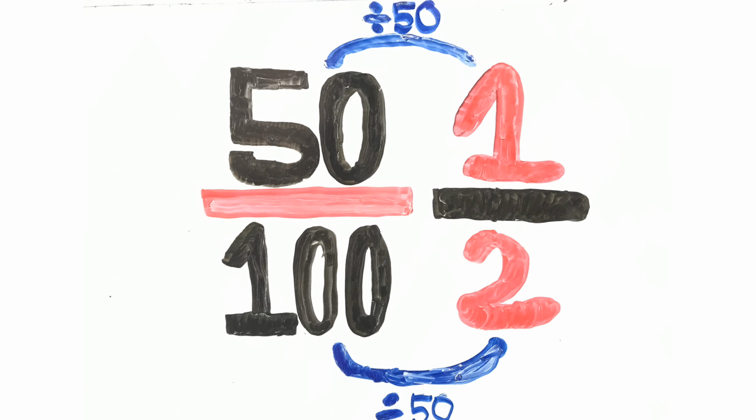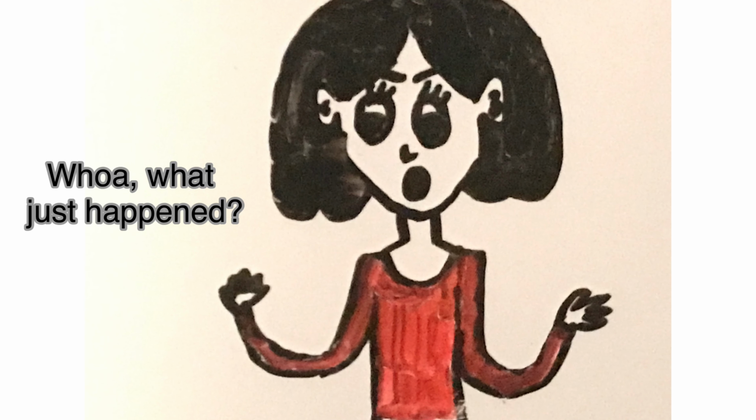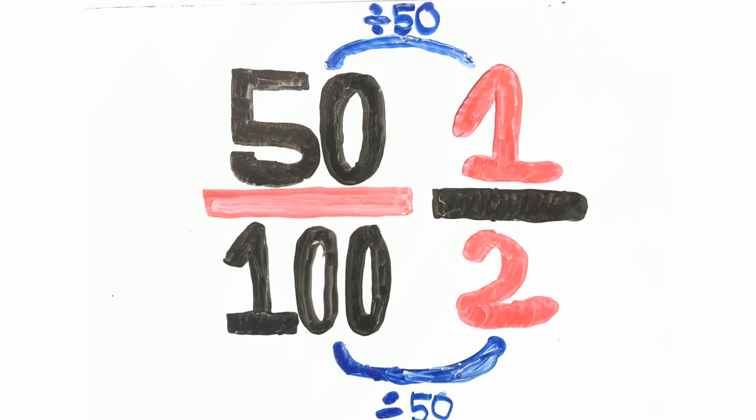50 divided by 50 is 1. 100 divided by 50 is 2. So that means 50 and 100 are both divisible by 50, and they both give us 1/2 altogether. Whoa, what just happened? You might be thinking. How did we get 1 by 2 out of 50 out of 100? Let me tell you a trick.